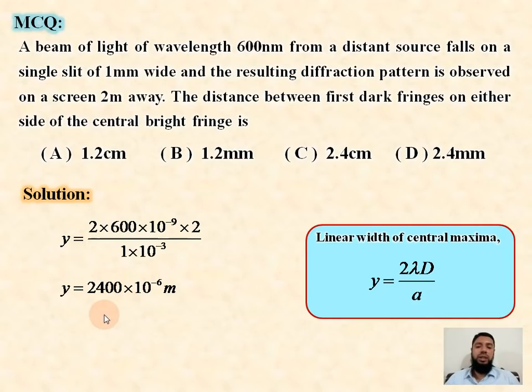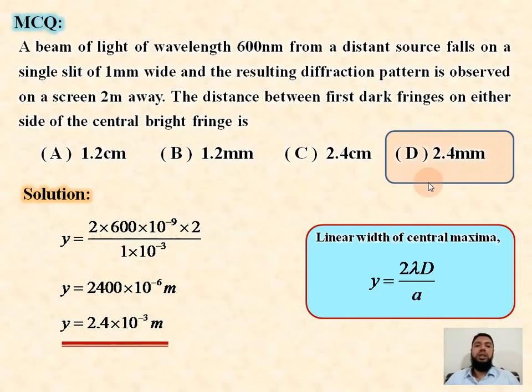Therefore, let's shift the decimal point. It will be 2.4 into 10 power minus 3 meter. It is nothing but 2.4 millimeter. Hence the correct option is option D, 2.4 millimeter.